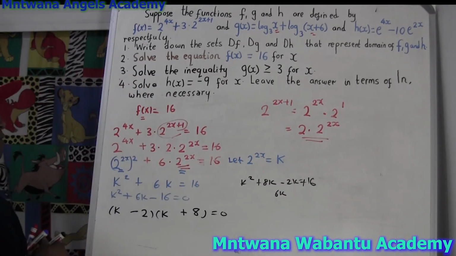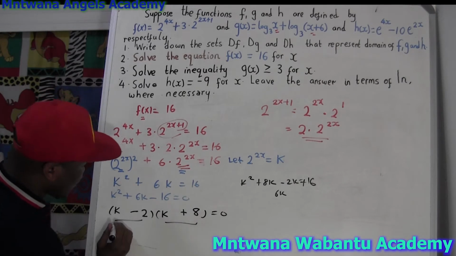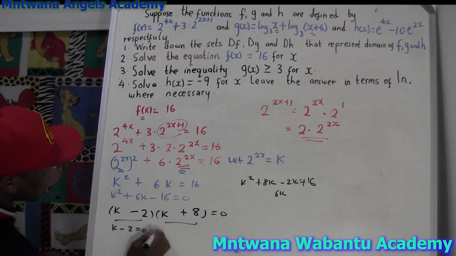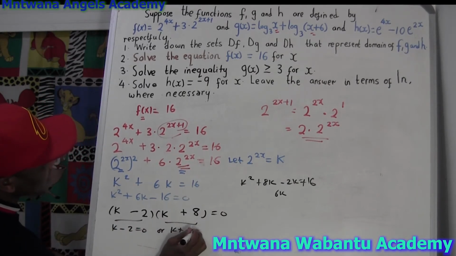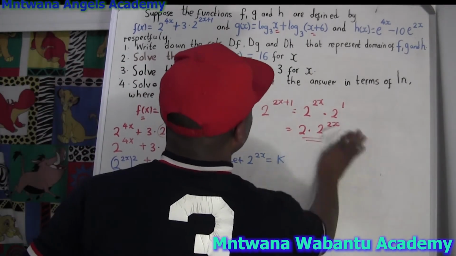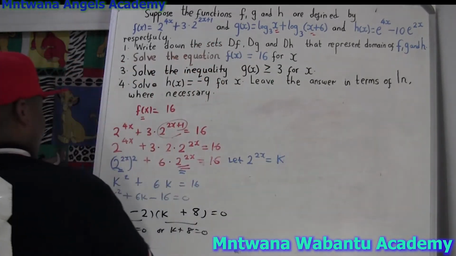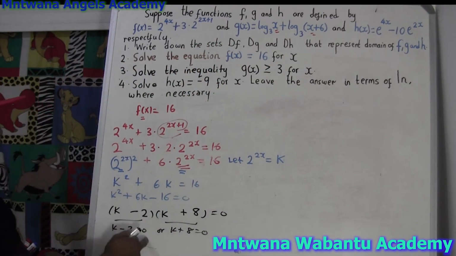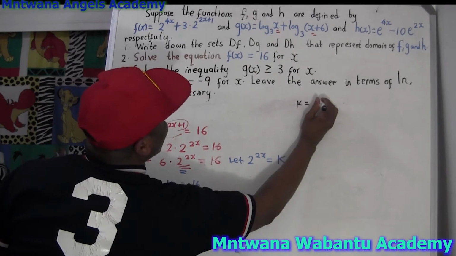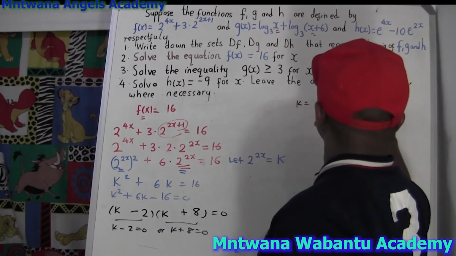Yeah, it's true. So I'm going to say this equal to 0 or this equal to 0. So either k minus 2 equal to 0 or k plus 8 equal to 0. So now we come here. Let's finish up. So for that case, 2 is going to go over, k equal to 2. And this one goes over, so it's going to be k equal to negative 8.